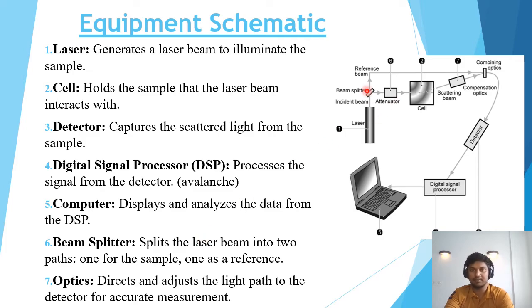And there is a beam splitter, which splits the laser beam into two parts, one for the sample and one for the reference. And this is called combining optics, which adjusts the light path for accurate measurements.